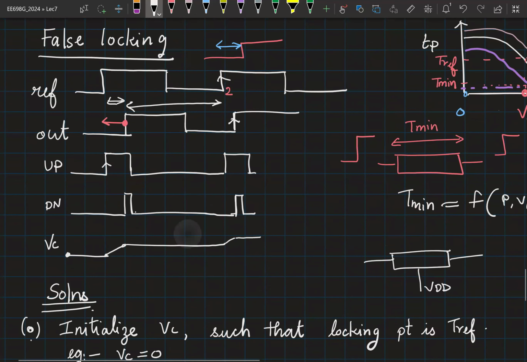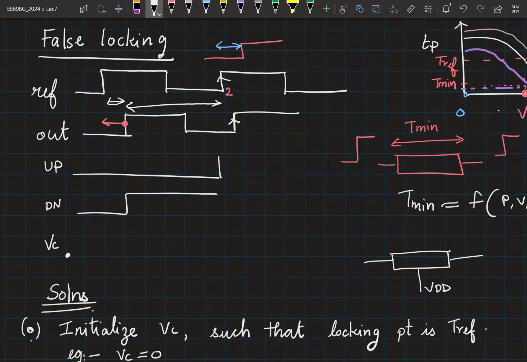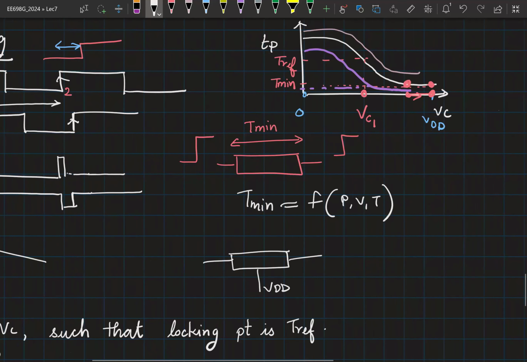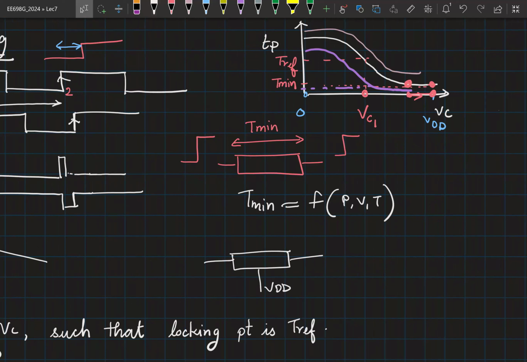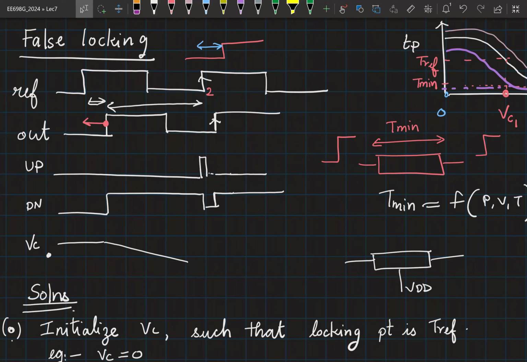Correct. So in this particular case, let's assume I ignored the first edge. Then up is going to go high here. Down will go high here. Right? And then they both will come down. And then again, down goes high here, and up will go high at the next edge, right? So now if down is going high, that means what happens to VC? It decreases. And that was the direction you wanted to move. We are not assuming zero over here, right? Assuming a value like VDD, right? So I was sketching it for this particular scenario.